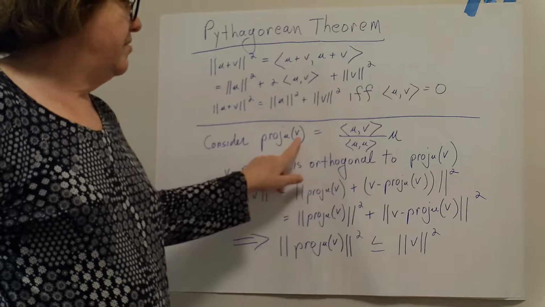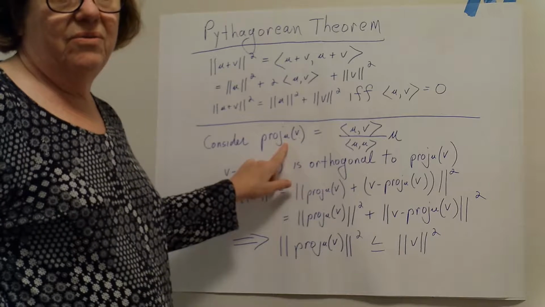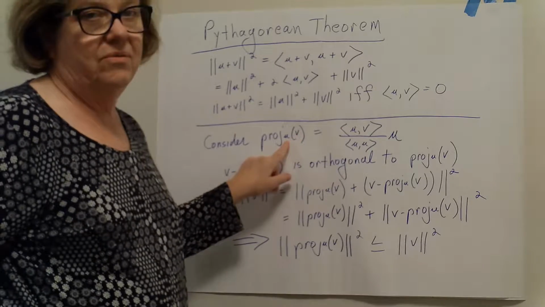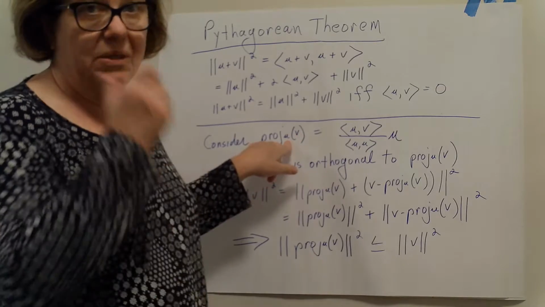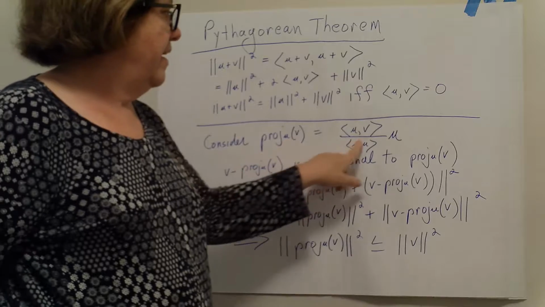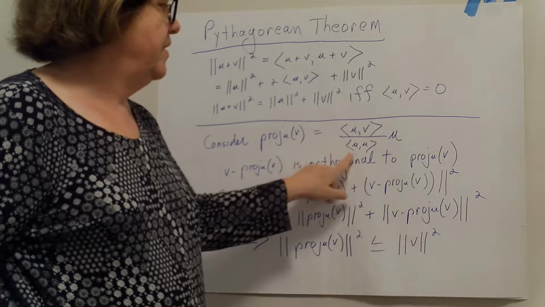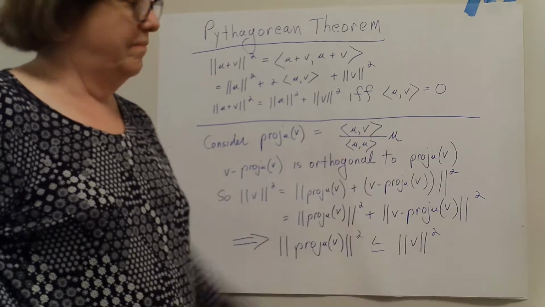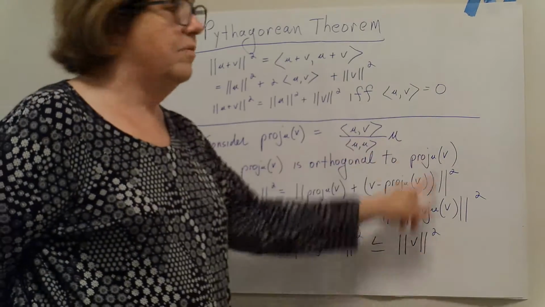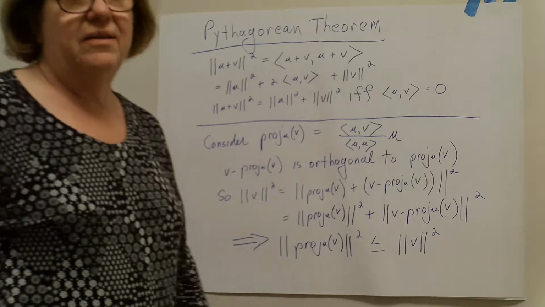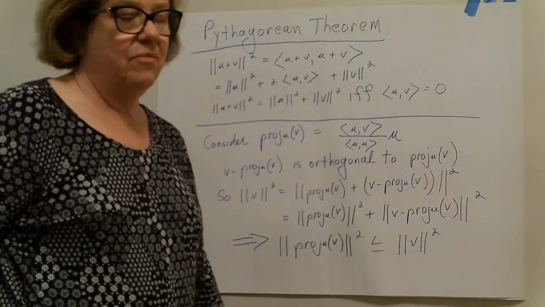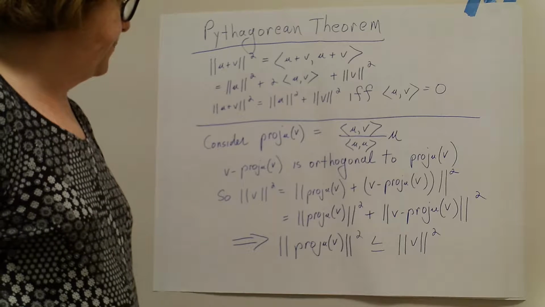Consider the projection of v onto u, defined just like we did with dot products, as the inner product of u and v over the inner product of u with u, times u. This is exactly how we defined it in R2 or R3 when we were just using dot products.